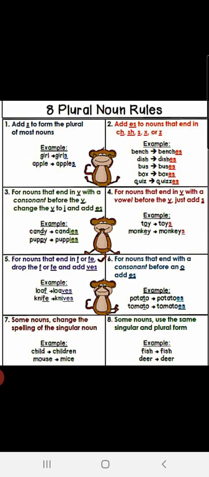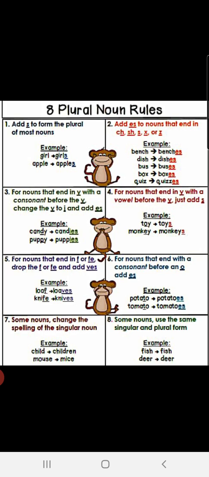Similarly, puppy is singular, it is ending with y, before the y p is there which is a consonant, so you are going to remove y and add ies, which makes it puppies. Alright, see the fourth rule. For nouns that end in y with a vowel before the y, just add s. That means the nouns which are ending with y but before that a vowel is there, like in toy, in monkey, you can see before y o is there, e is there, so you will not put ies, you just have to add s after y.